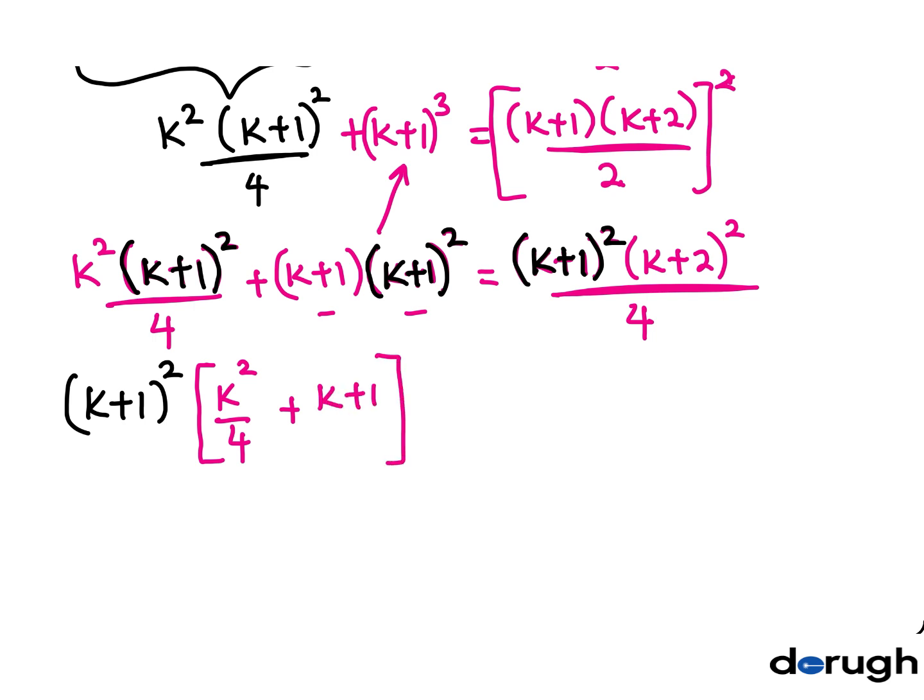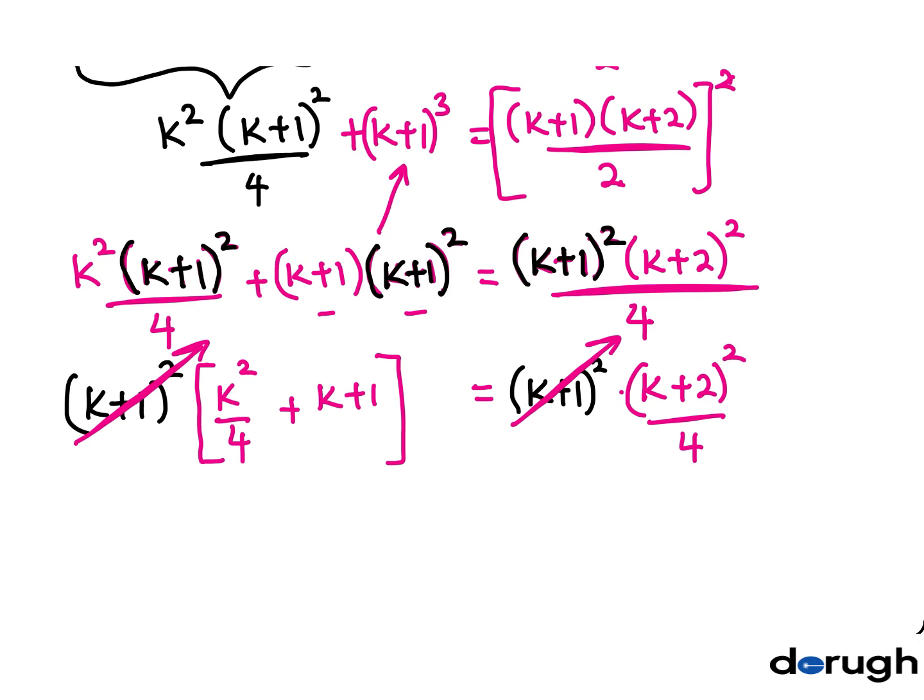And on the other side, which is the right hand side, we factorize our k plus 1 squared. We then have k plus 2 squared over 4. Now we can cancel both of them out. Then we work with what we have left.